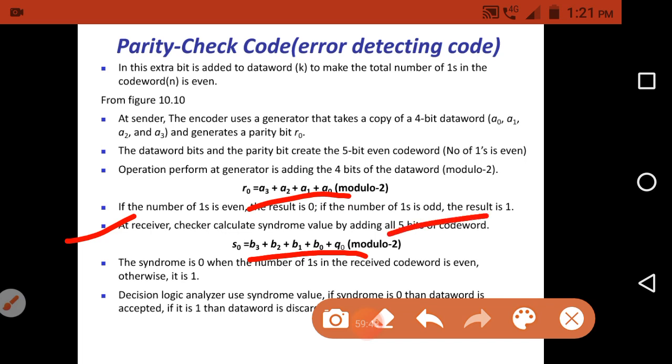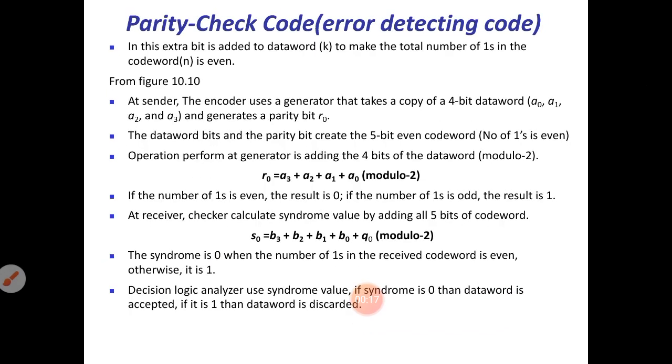Whatever remainder we get, we assign to S0. S0 is the syndrome value. If the syndrome value is 0, then the number of ones in the received code word is even, so that is the correct one. The received code word is valid. Otherwise, if the syndrome value is 1, the received code word was modified or corrupted at the time of transmission. So that is given here.